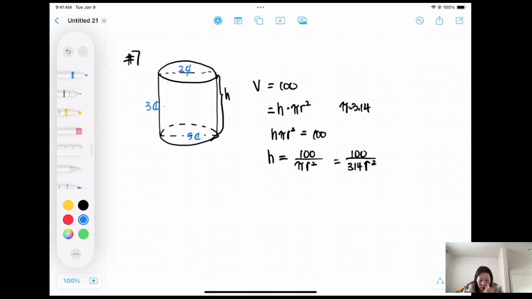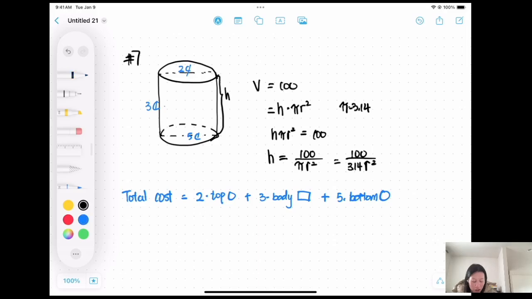Okay, so the total cost is equal to 2 cents times the top circle area plus 3 cents times the body rectangle plus 5 cents times the area of the bottom circle. So here's my note. I write this out so when I fill this in, I'm clear about which one is which.